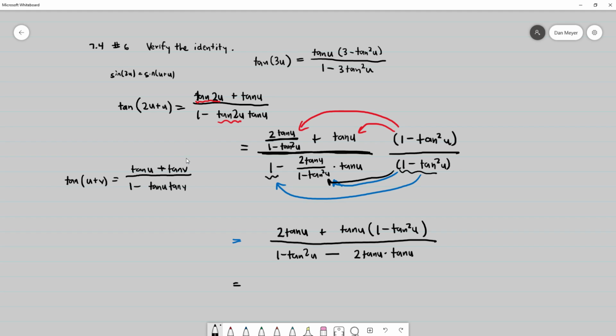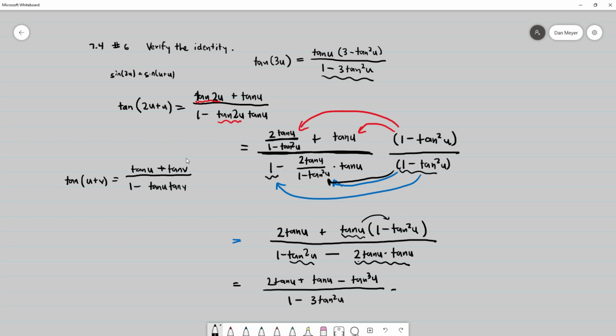When I distribute the tangent u through on top here, I get 2 tan u plus tan u minus tangent cubed u. On bottom, this is obviously 2 tangent squared, and I've got 1 minus a tangent squared minus another 2 tangent squared. So there's our 1 minus 3 tangent squared u that we're gunning for. All right, so our denominator is fixed up.